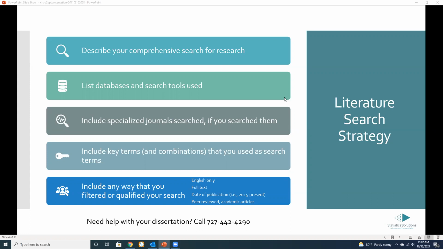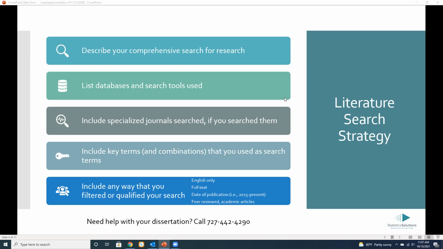Sometimes there's specific databases that you want to include in your search, specific to your area. So like if you're in education, ERIC, E-R-I-C, is one of the big databases in education. So you would want to include that, for example, for education. It depends on what you're doing. Search the major databases, make sure that you list that you searched them. Sometimes there's specialized journals that are really big in the field that you may want to search. If you search those, you can include that.